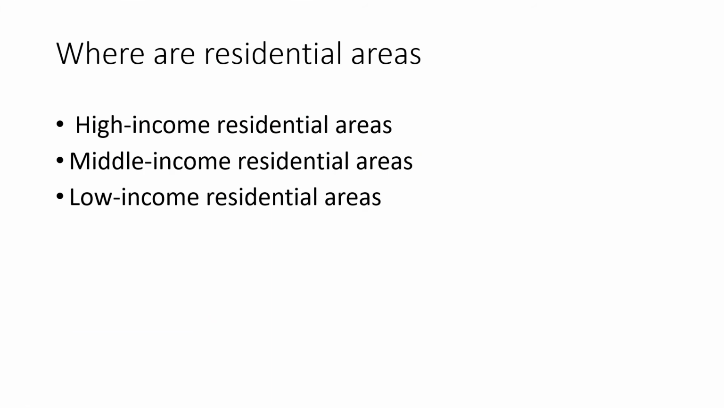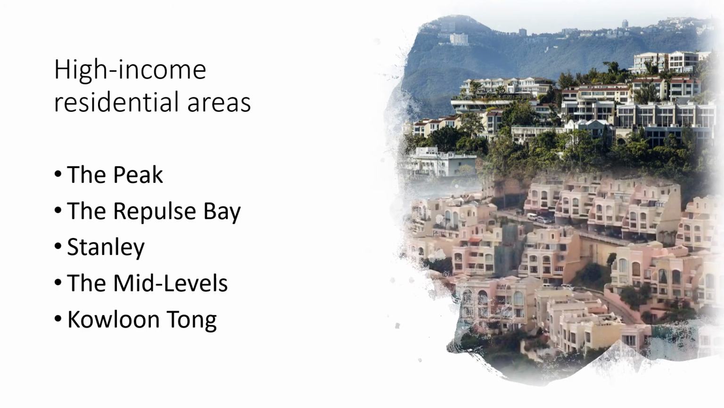Here I will divide residential areas into three types: high income residential areas, middle income residential areas, and low income residential areas. So this is the Peak, and this is the high income residential area in Repulse Bay. So the Peak, Repulse Bay, and also you can find high income residential areas in Stanley, the Mid-Levels, and Kowloon Tong.